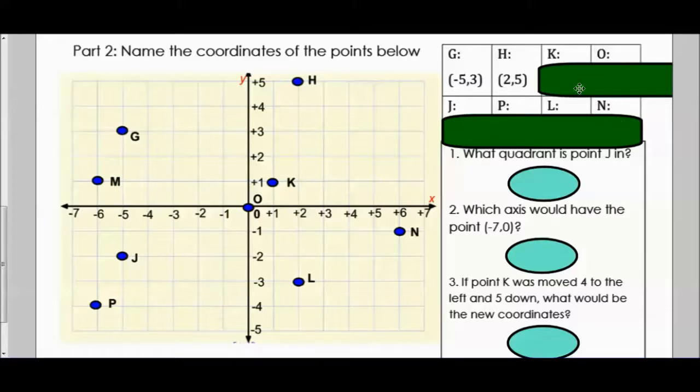You should be able to do the rest of these 6 on your own. Just write out what those coordinates are, and then answer the 3 questions at the bottom.